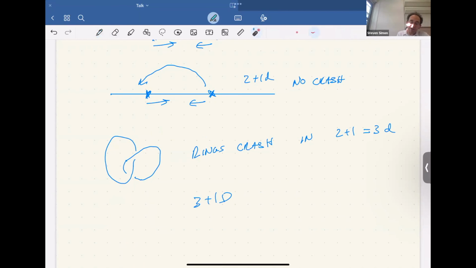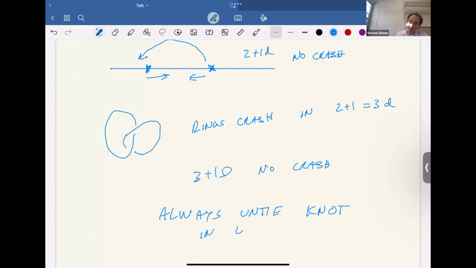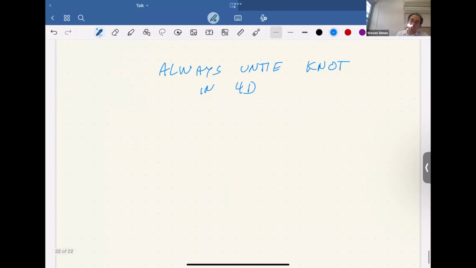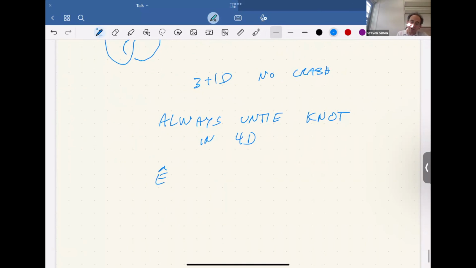they don't have to crash because I can just displace this region into the additional dimension, just like I did here. I displaced into the additional dimension and then push it through to the other side. And I can take an overcrossing and turn it into an undercrossing without having the two strings hit each other. So at 3 plus 1D, there's no crash. So that means you can always untie a knot in 4D. And that means that since there's no knots in 4D, the exchange operator is well defined.